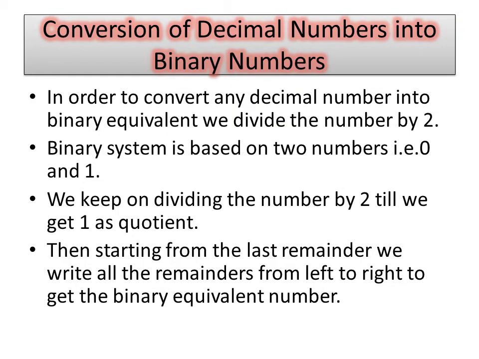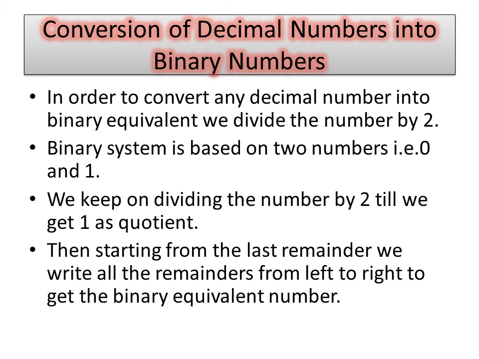Now the first topic is conversion of decimal numbers into binary numbers. How can we convert any decimal number into a binary number? So here are the steps for that. In order to convert any decimal number into its binary equivalent, we divide the number by 2.